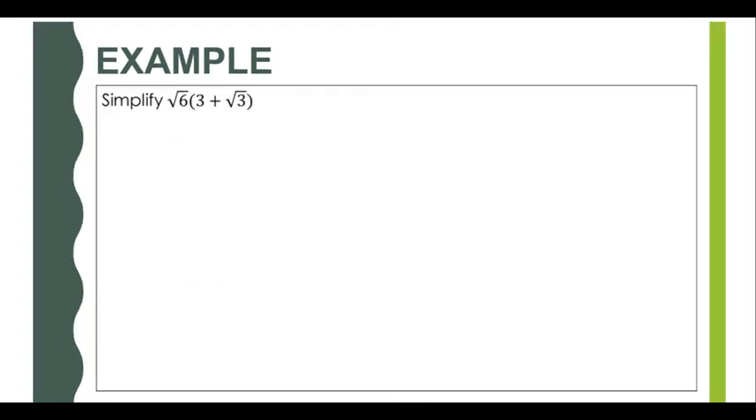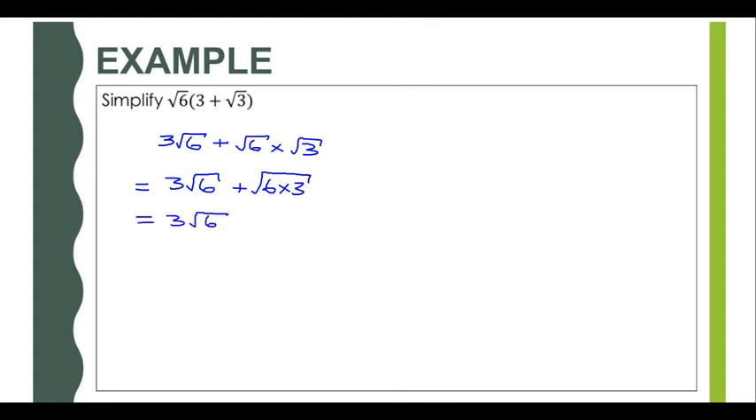To simplify this question, first we need to expand the brackets. So we get 3 root 6 plus root 6 times root 3. We can then use our law for multiplication of surds. So that gives us 3 root 6 plus the square root of 6 times 3, which we can simplify to 3 root 6 plus root 18.